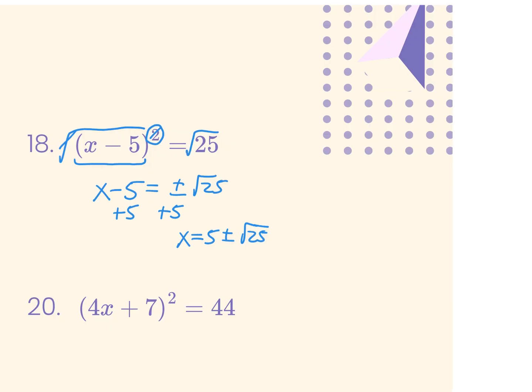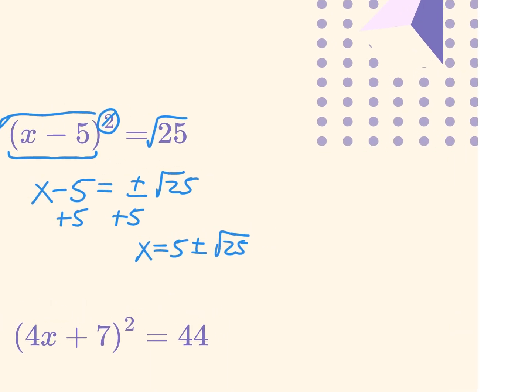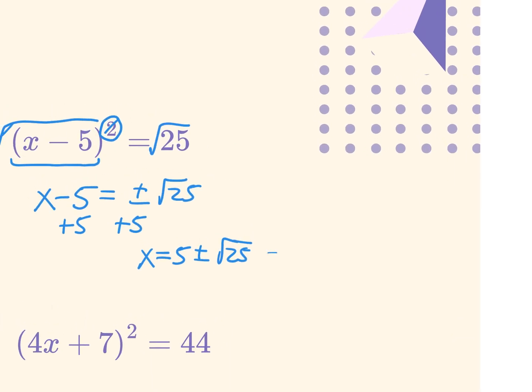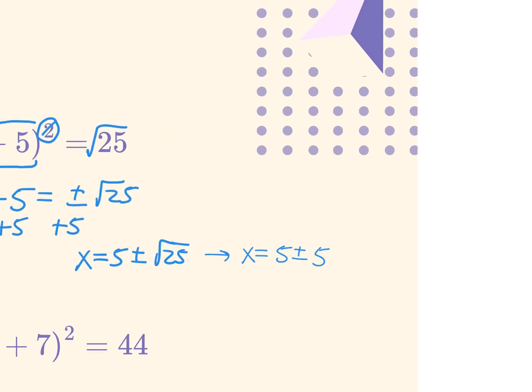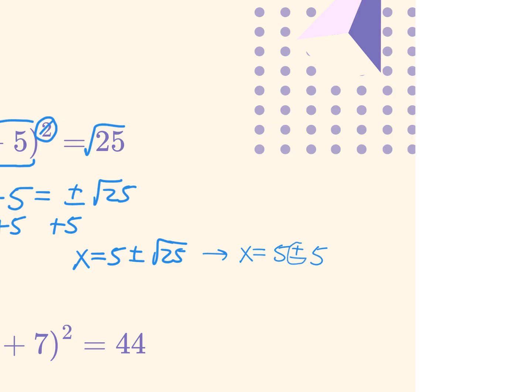All right, now you can simplify this a little more, right? The square root of 25 is a perfect square. So then this is going to become x equals 5 plus or minus 5. All right, and then plus or minus 5, you also don't want to stop here, right? Because what does plus or minus mean? Well, it means just that. It means one is plus, one is minus. So I'm going to split this up into 2 different expressions, right? One of them is going to be 5 plus 5. The other one is going to be 5 minus 5, right?